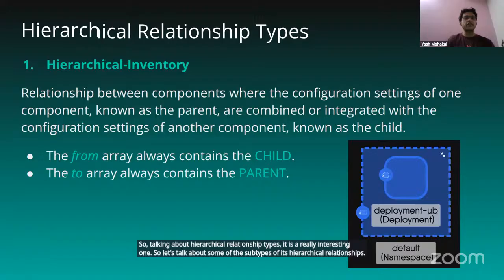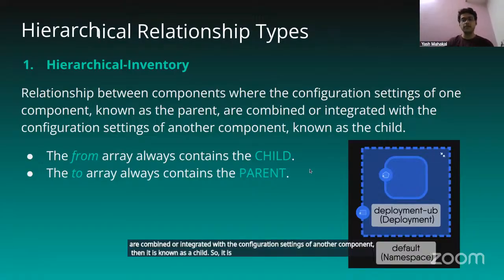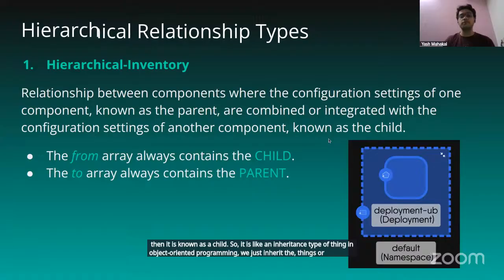First is the hierarchical inventory relationship. These are relationships between components where the configuration settings of one component, known as the parent, are combined or integrated with the configuration settings of another component, known as the child. So it is like an inheritance type of thing. In object-oriented programming, we inherit the things or characteristics of the parent for the child. That's how it works.